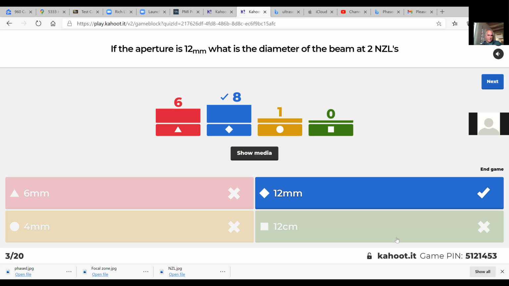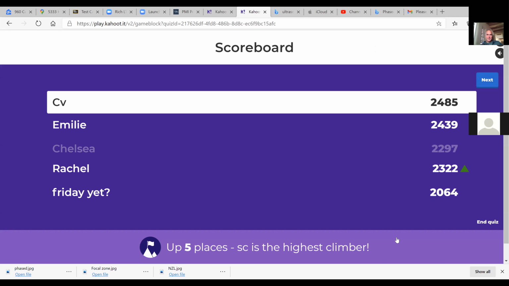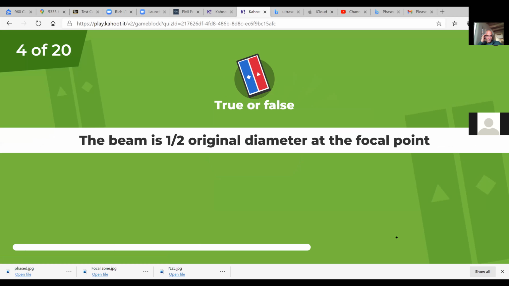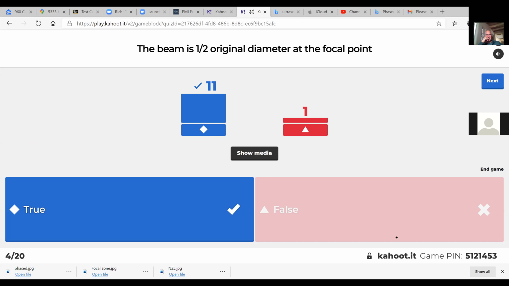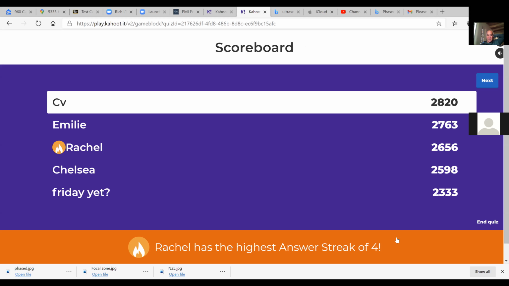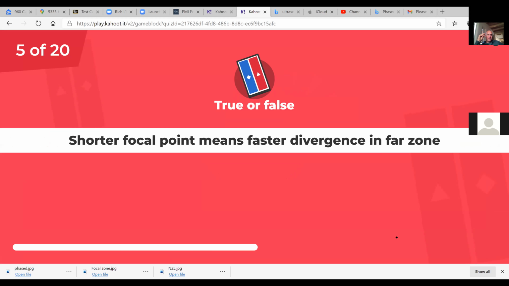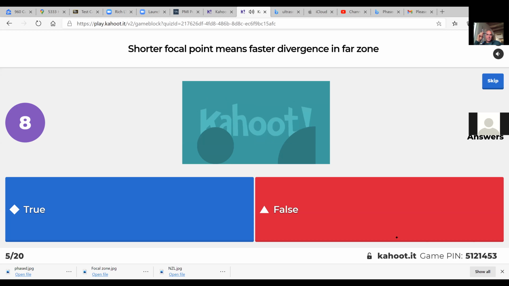Let's see. No, not 6. What is 6? Good, yes, half the original diameter at the focal point. But that was really short too. Got that quick. Rachel's on fire. Shorter focal point means faster divergence in the far zone.